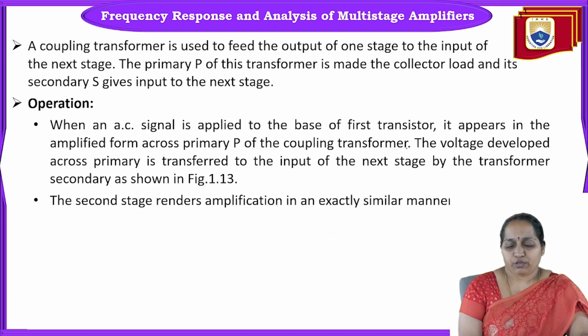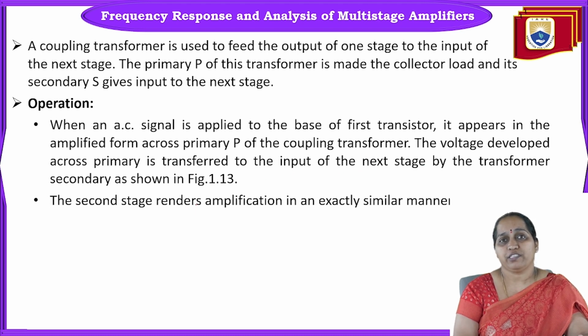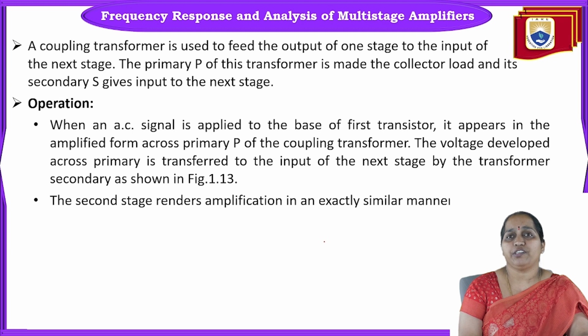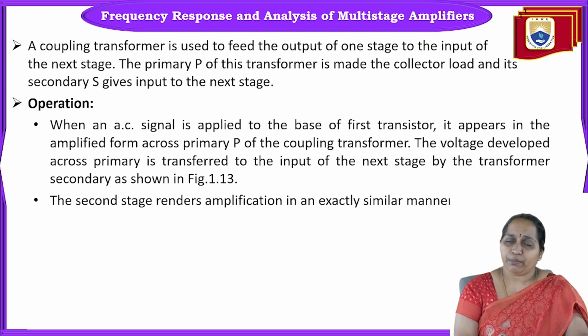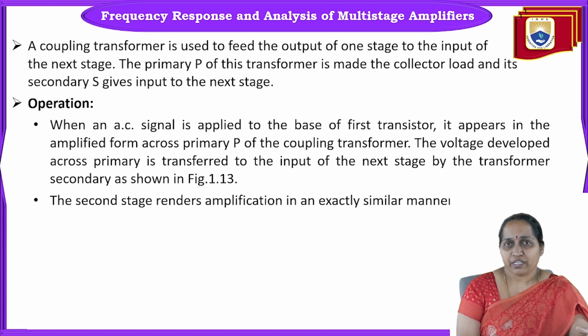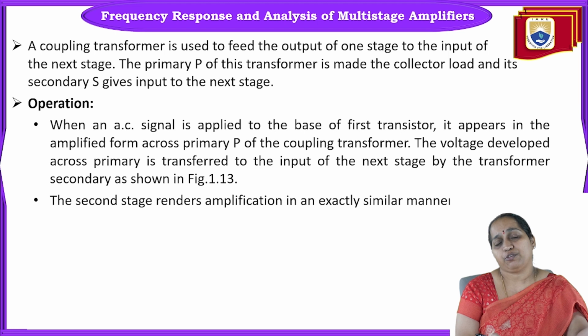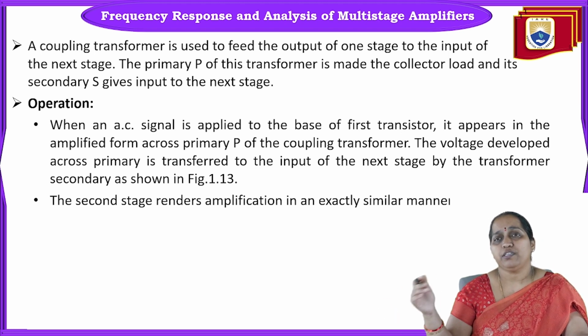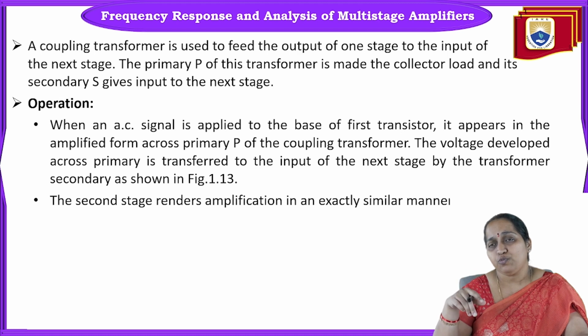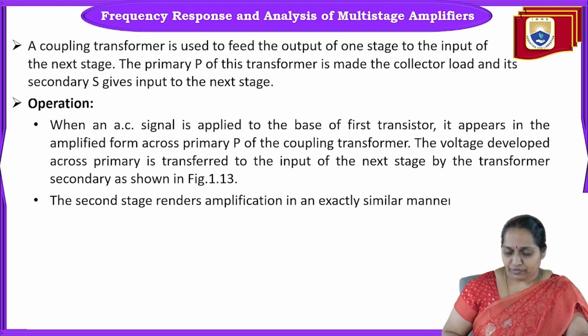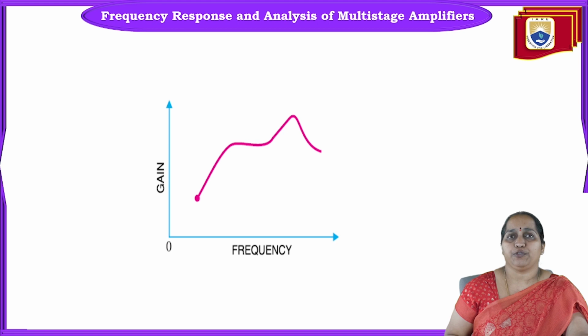So, the voltage developed across the primary is transferred to the input of the next stage by the transformer secondary. The second stage renders amplification in exactly similar manner. Whatever amplified signal the second stage has received, it will further amplify, and the amplified signal will appear across the primary. Again, it is given to the third stage through the secondary winding of the transformer to the base of the third amplifier. This process will continue.